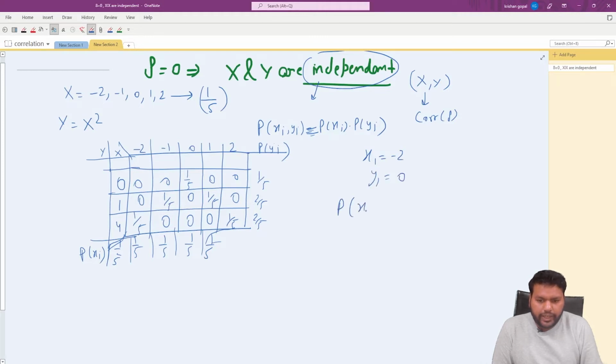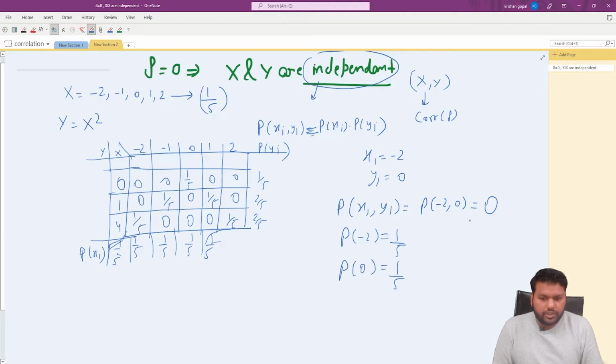So probability of x1 y1, that is probability of (-2, 0). What is it from your table? -2 is here and 0 is here, it is 0. Now let's calculate the probability of -2 is 1 by 5 and probability of 0 is 1 by 5. Now this 0 is not equal to 1 by 25. That means these two random variables are not independent. So we proved that they are not independent random variables.